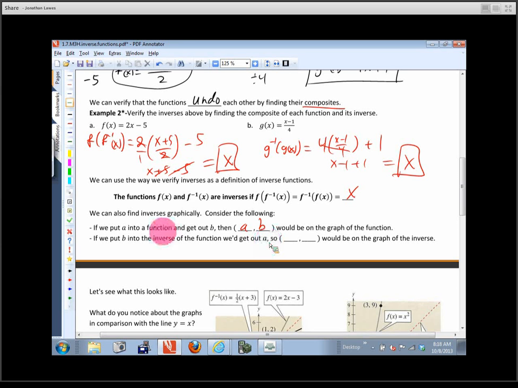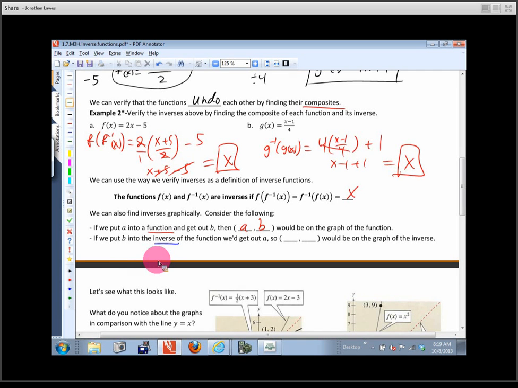Okay, now notice, this was the original function. Now we're talking about the inverse. If I put b into the inverse of the function, so instead of starting with a, putting in a and getting out a b, I'm now going to work with the inverse, and I'm going to put b into the inverse. So let's think about that for just a second.